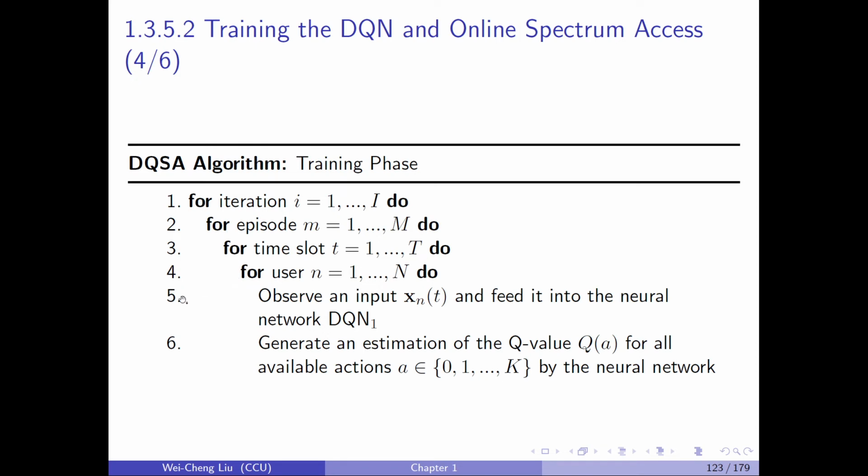For line 5, observe an input Xn of t and feed it into the neural network DQN1. The sixth line is to generate an estimation of the Q value Q of a for all available actions small a in the set 0, 1 to capital K by the neural network.